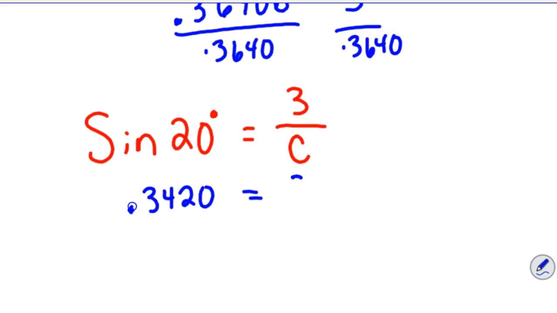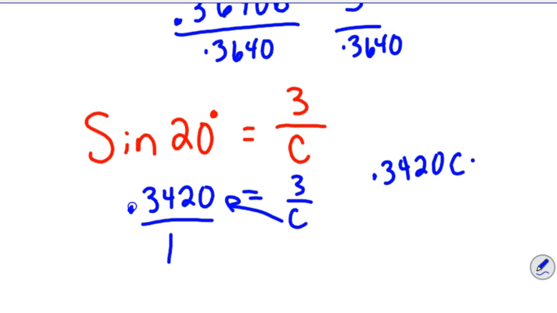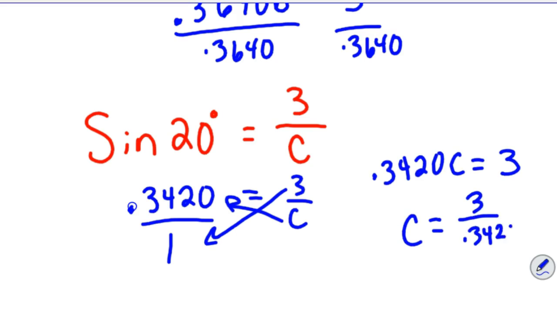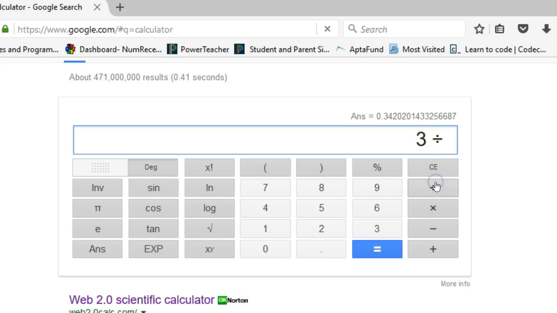0.3420 equals 3 over C. This time I'm just going to cross multiply. I've shown my work, so you kind of know what I'm talking about. 0.3420 C equals 3 times 1. And then C equals 3 divided by 0.3420. And 3 divided by 0.3420 is 8.77.